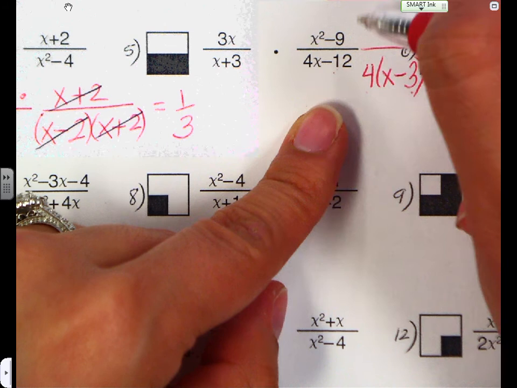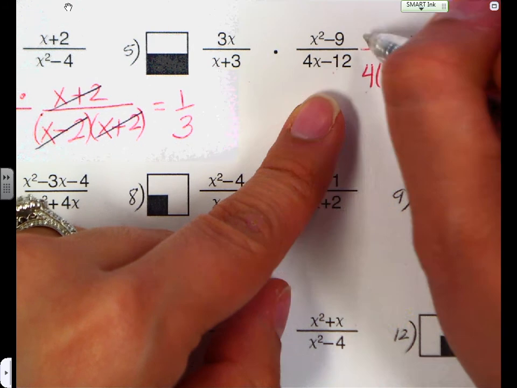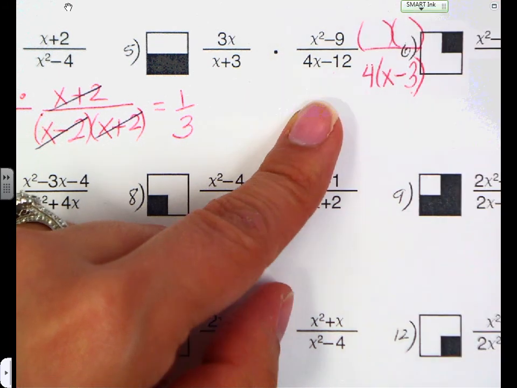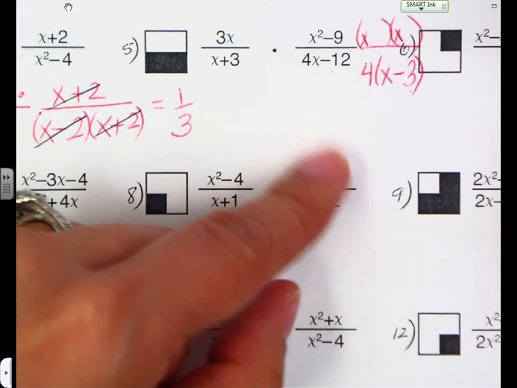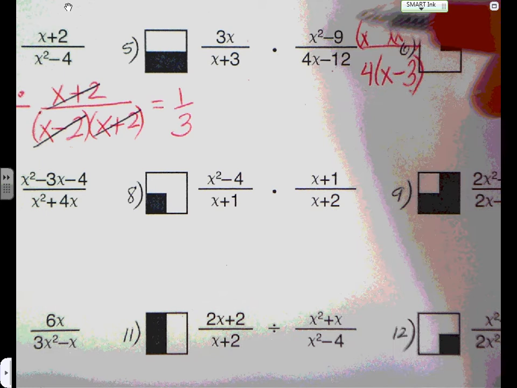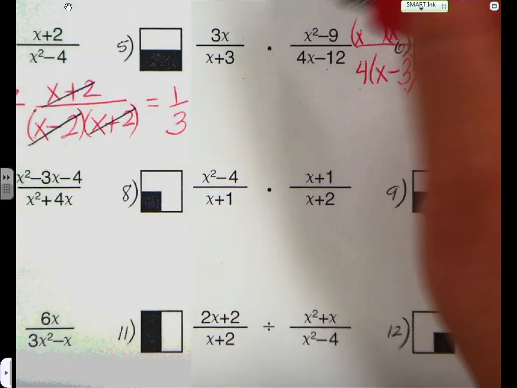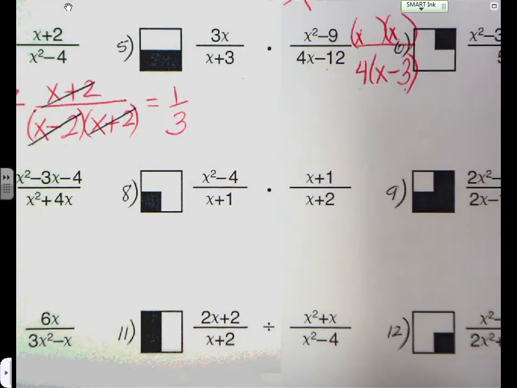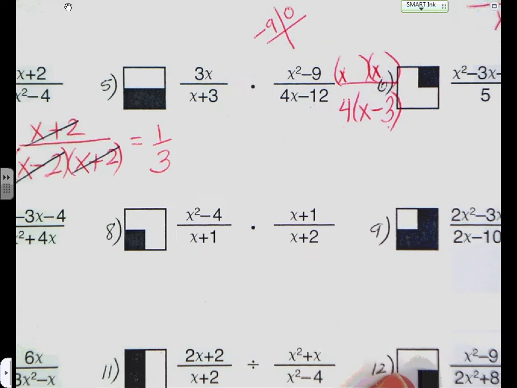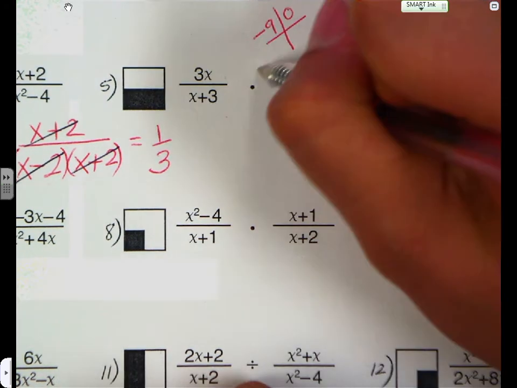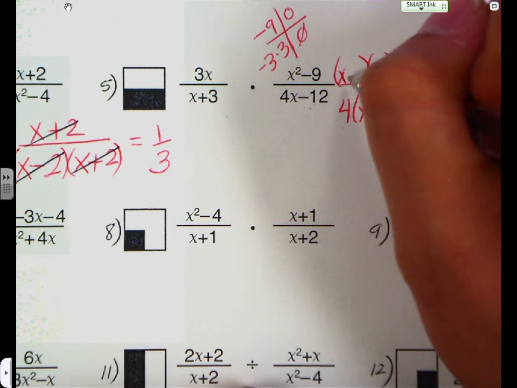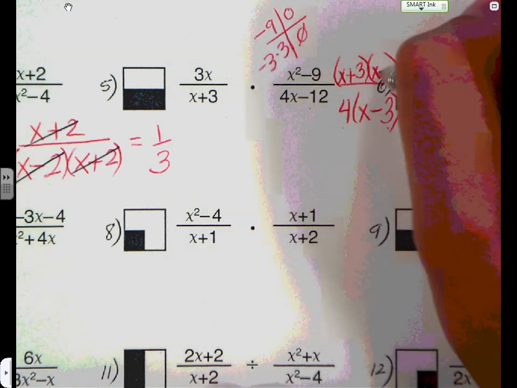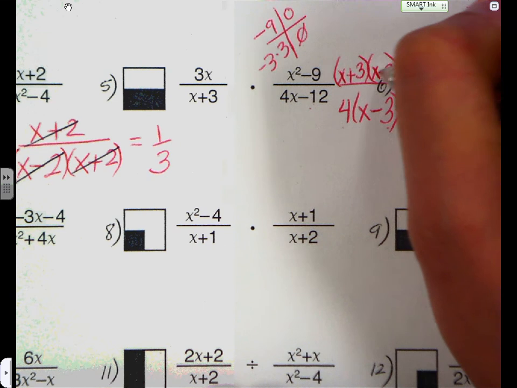So on the very top, instead of x squared minus 9, I'm going to go ahead and put my 2 sets of parentheses. I have an x in one parentheses and an x in the other parentheses because of the x squared. What are the factors of -9 that add up to 0? Yeah, -3 and +3 adds up to 0. So inside your parentheses, you're going to put x plus 3 and x minus 3.